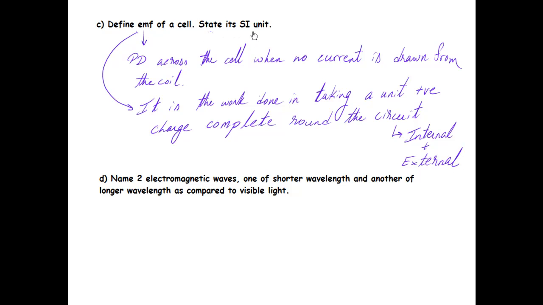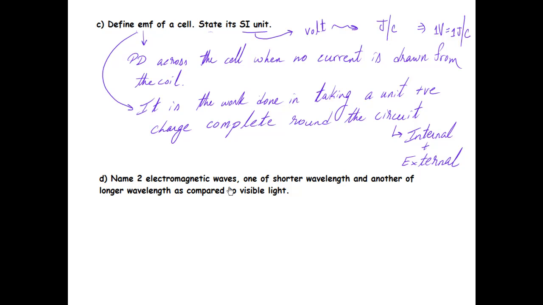And the SI unit of EMF is volts, and since it represents the amount of work done in taking a unit positive charge completely round the circuit, we can say it is joules per coulomb. So therefore, we can say 1 volt is equal to 1 joule per coulomb. Look at the next question.